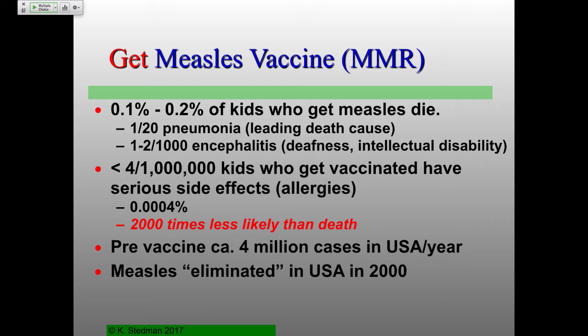Before vaccination, there were about 4 million cases in the USA per year. Since then, it's gone way down. I'll show you the graph on the next page. And measles has been, quote unquote, eliminated in the U.S., decided 17 years ago now. But that's the actual cases which are circulating here.